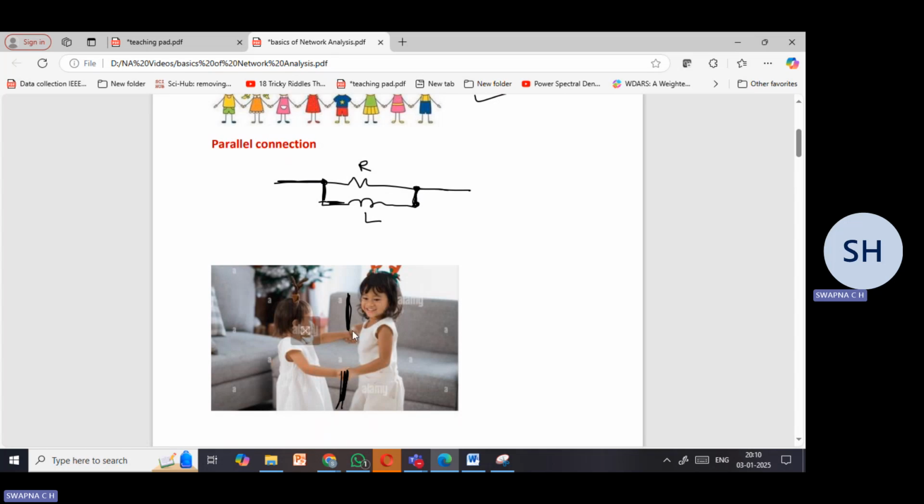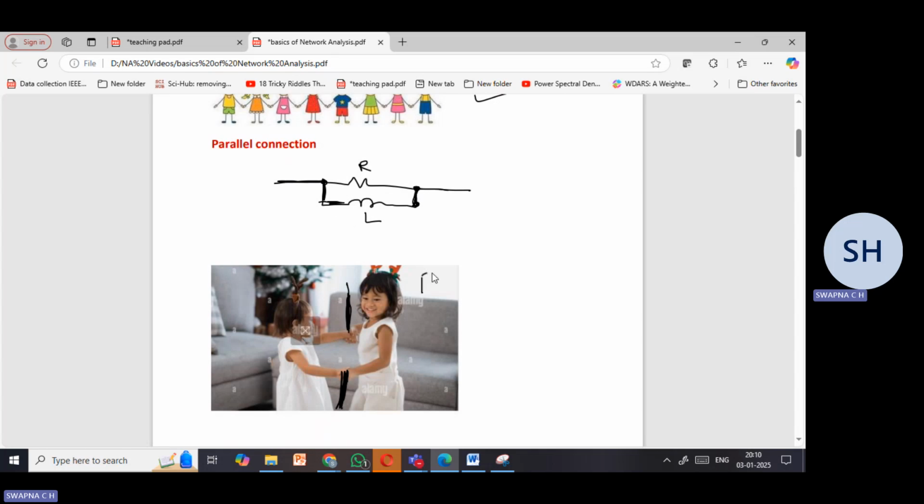See, this girl's hand is joined with this girl's hand, and the other hand of the same girl is joined with the other hand of the same girl. And to their this side and this side, if it is connected to some other thing, some other hand, then I can say that these two girls are connected in parallel. So here I'm just showing the analogy.